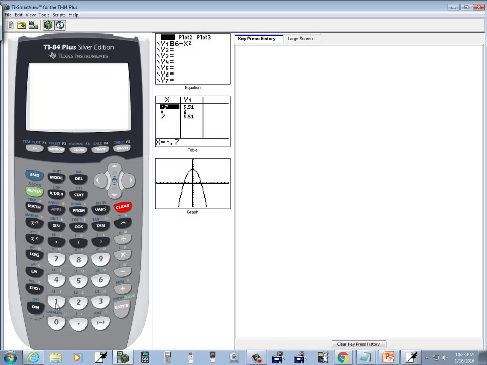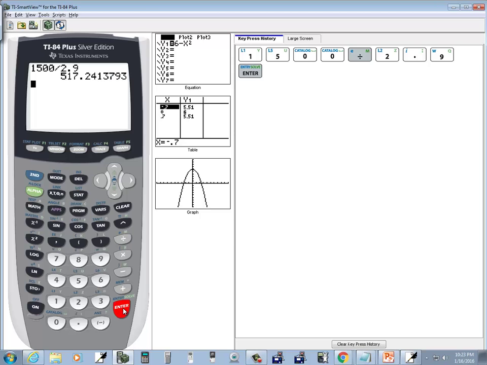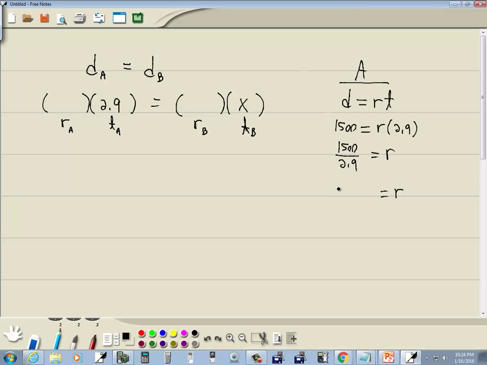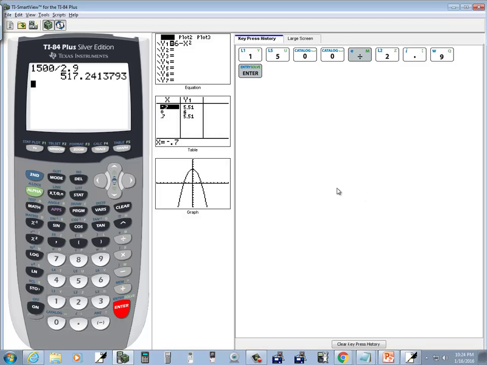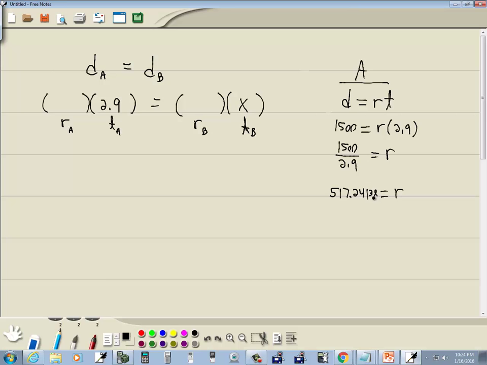So 1,500 divided by 2.9. So that's going to give us 517, and I'll take it to 5 decimal places, 24138. Okay, so that means for the R here, we're going to have 517.24138.